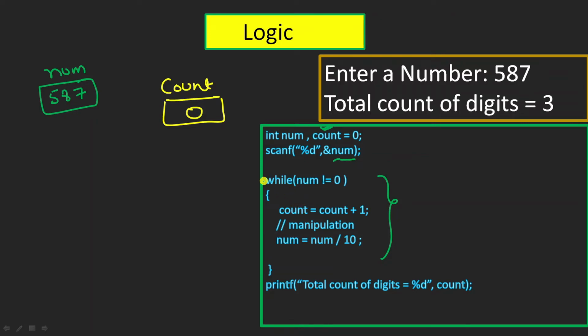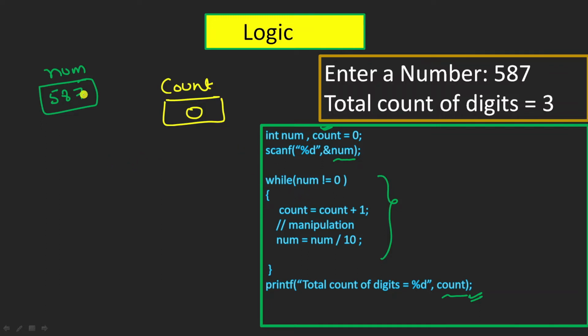After this while loop gets completed or it is over, then you are printing your result. That is, the total number of digits present in your given number, which was stored in the count. So basically, let's run our program.